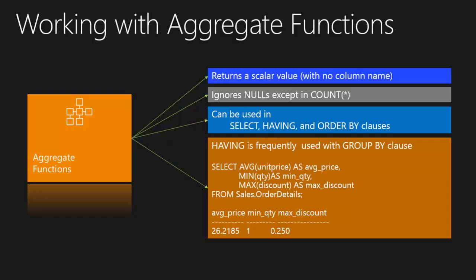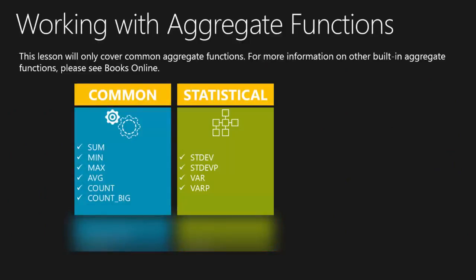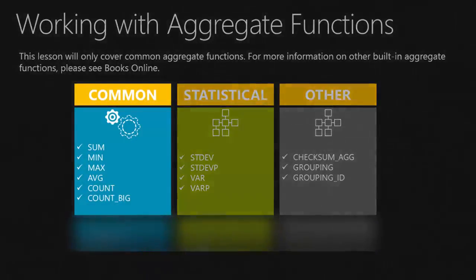Aggregate functions in the select clause operate on all rows passed to the select phase. If there is no group by clause, all the rows will be summarized. The having clause is frequently used with the group by clause to filter the data. To extend beyond the built-in functions, SQL Server provides a mechanism for user-defined aggregate functions via the .NET Common Language Runtime. Here are some of the aggregate functions that SQL Server supports: common, statistical, and other aggregate functions.